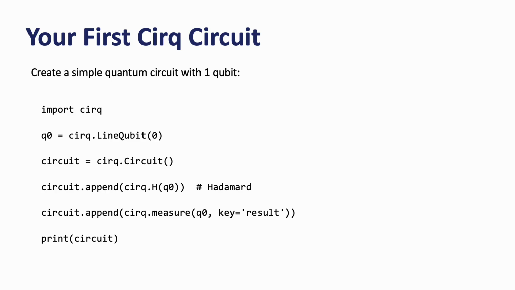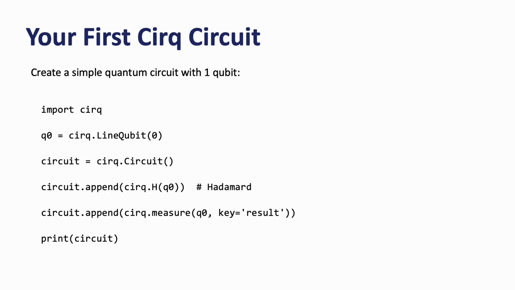In Cirq, we start by defining what is called a line qubit. This is Cirq's way of representing a qubit in a specific position on a line. We create a new circuit which starts empty, then we append operations to the circuit. This is how we build up the sequence of quantum gates. First, we apply the Hadamard gate to our qubit, putting it into superposition just like in the Qiskit example. Then we add measurement operations that will measure the qubit and store the result.